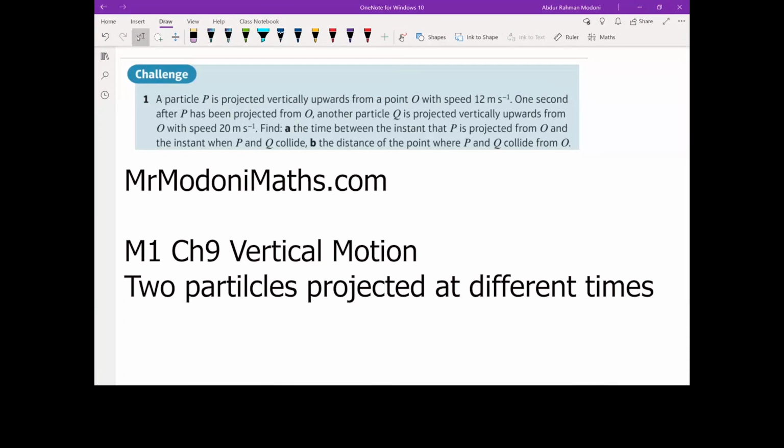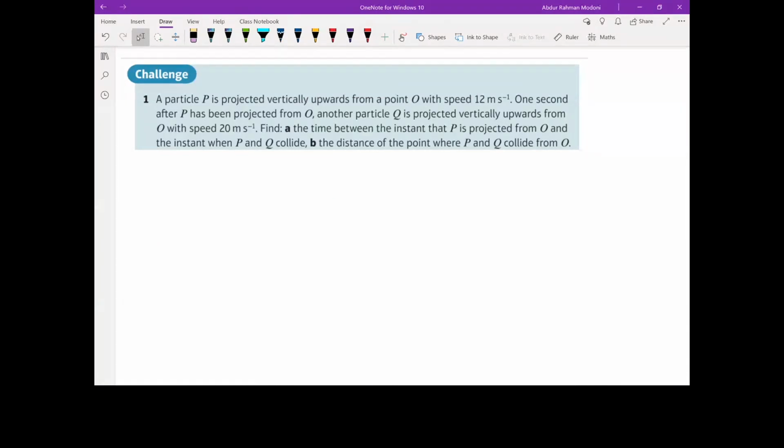Let's start by drawing a nice clear diagram with all the information from the question on the diagram. So a particle P is projected vertically upwards from the point O. I'm going to label a point O, and it's projected vertically upwards, so it's going to go up like that. It's projected upwards with a speed of 12 meters per second, so I'm going to draw the speed of 12 meters per second at that point.